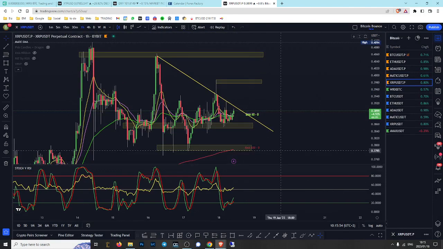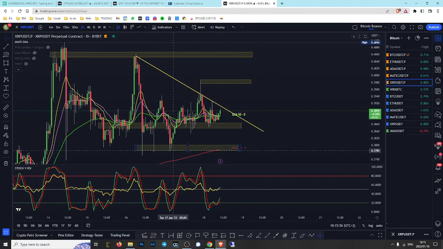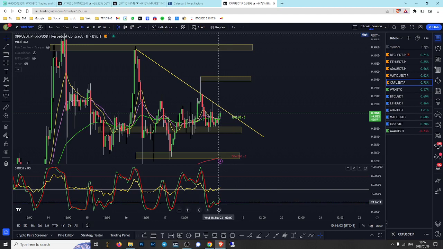XRP has been hitting two levels: this very lower level here at the 200 EMA, and then this one here. On XRP, the stochastic has crossed to the upside, so it looks like we might come up and bounce off. Let's see what happens at the yellow line.